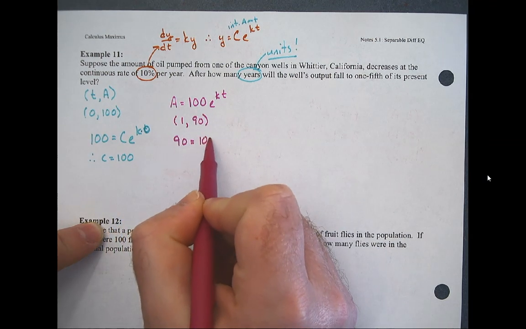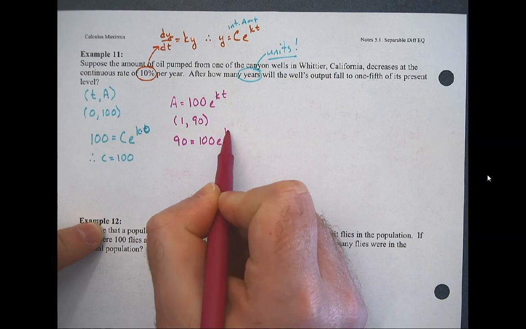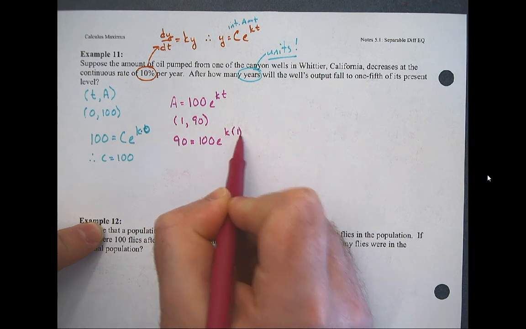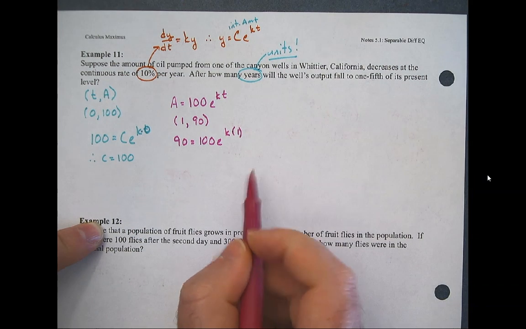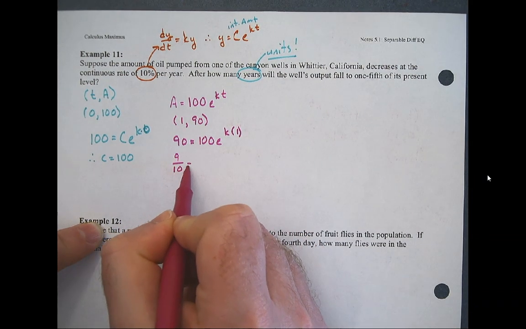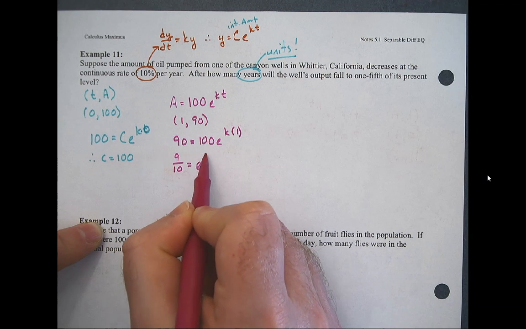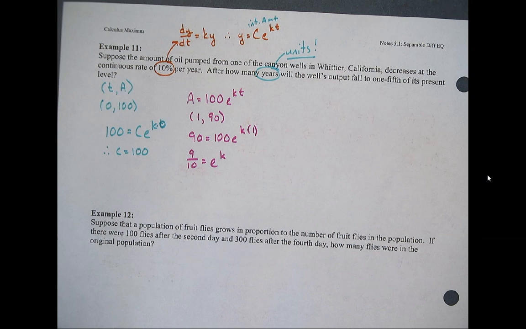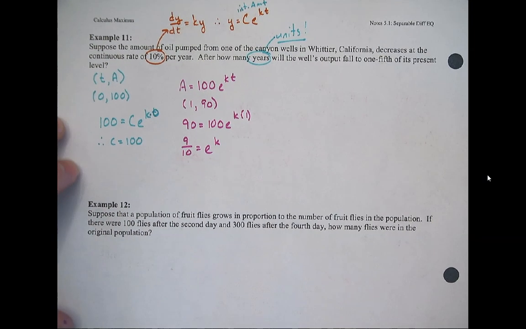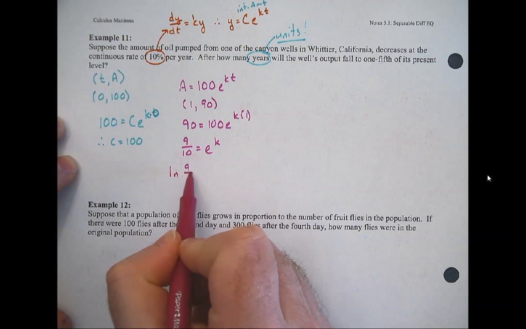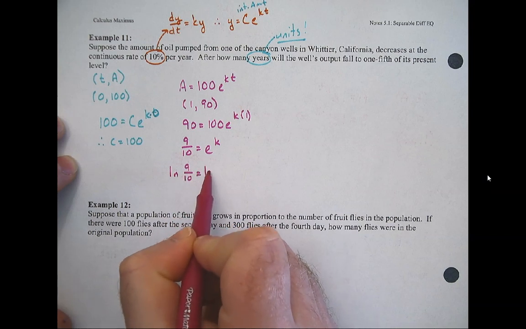90 equals 100 e to the k, which we don't know, multiplied by the time. The time is 1 year. Divide both sides by 100. I get 9/10. e to the k times 1 is just k. What's keeping k from being by itself is the e to the, and what undoes e to the is natural log. So natural log of 9/10 equals k.